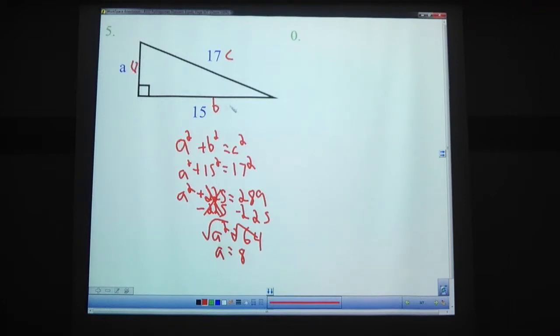This is actually another triple. We have seen several triples. That's what that number 0 is for. Have somewhere your list of triples, and know where it is, so you can come back to it, because there will be a quiz where you need to have these memorized.